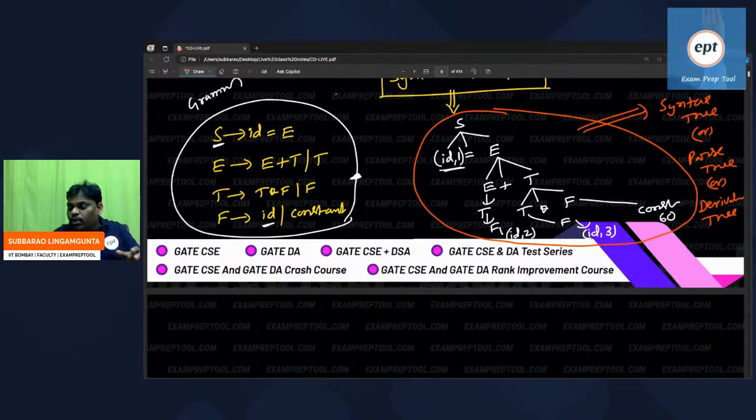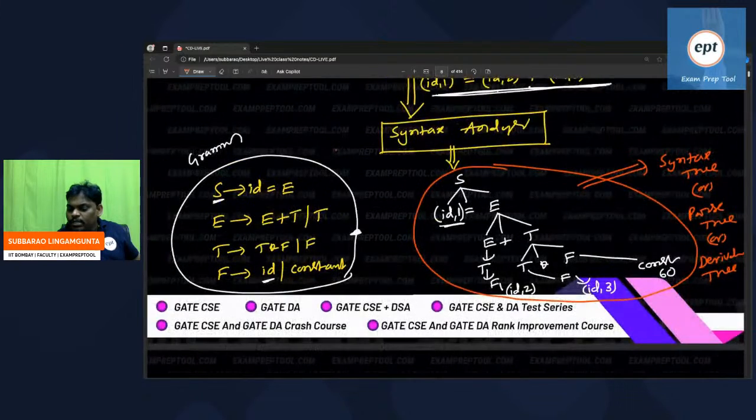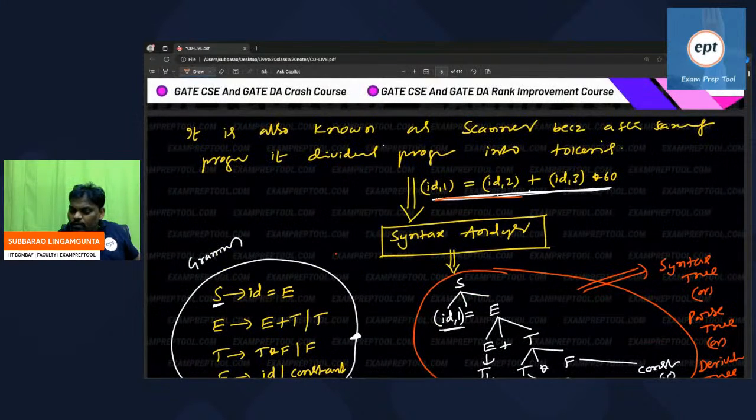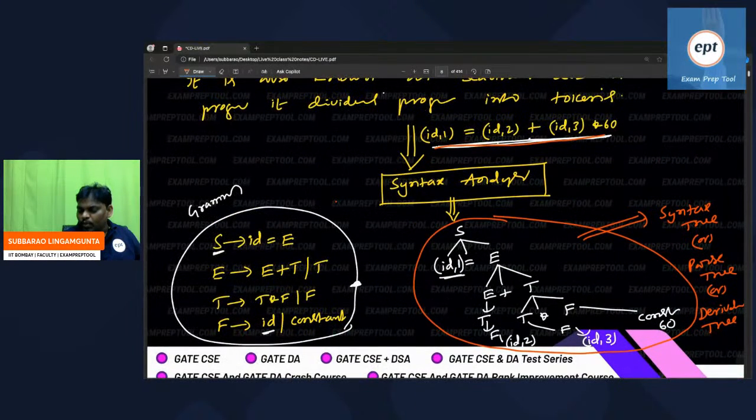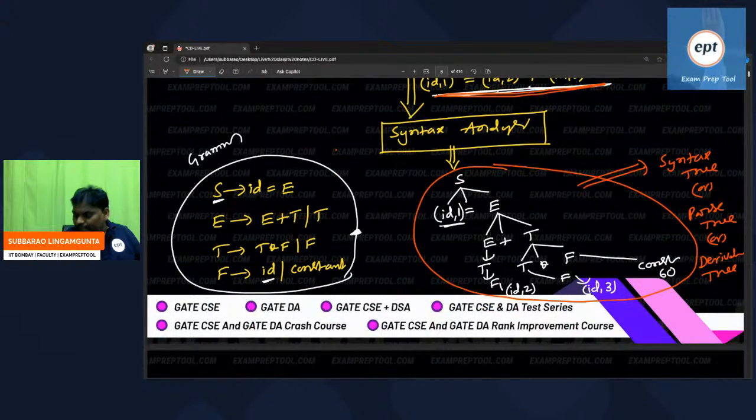The syntax analyzer's input is a token string. The output is a syntax tree, also called a parse tree or derivation tree. If anyone asks what output this tree is giving, it is very simple: read all the leaf nodes. In this tree, what is the output? Read all leaf nodes.